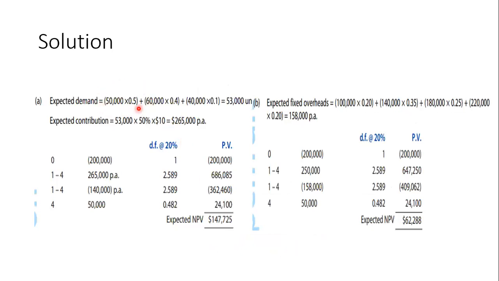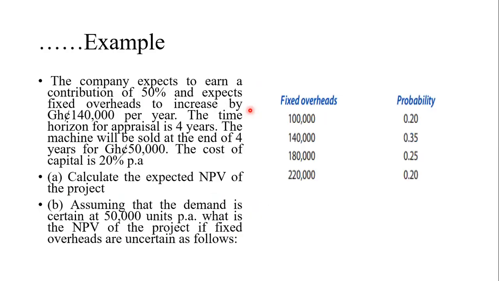So that's what we're going to use to calculate our expected values. For the 50,000, the probability is 0.5. For the 60,000, the probability is 0.4. And for the 40,000, the probability is 0.1. So we use that to calculate our expected demand. This is the expected demand based on the probabilities. Let's look at the contribution.